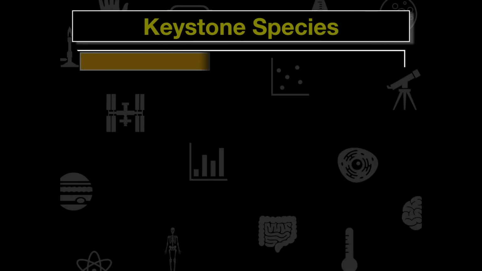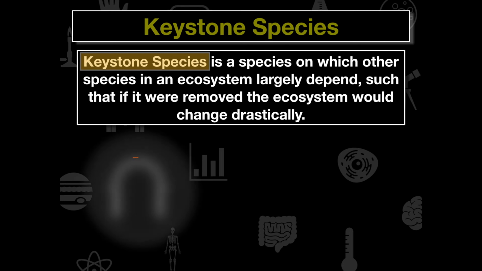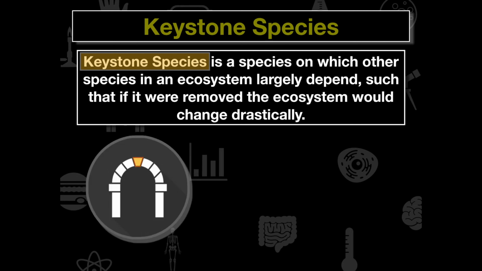Now, all of these concepts are going to be related to our keystone species, and our keystone species are going to be what our topic of discussion is next. Now, a keystone species is a species on which other species in an ecosystem largely depend, such that if it were removed, the ecosystem would drastically change.